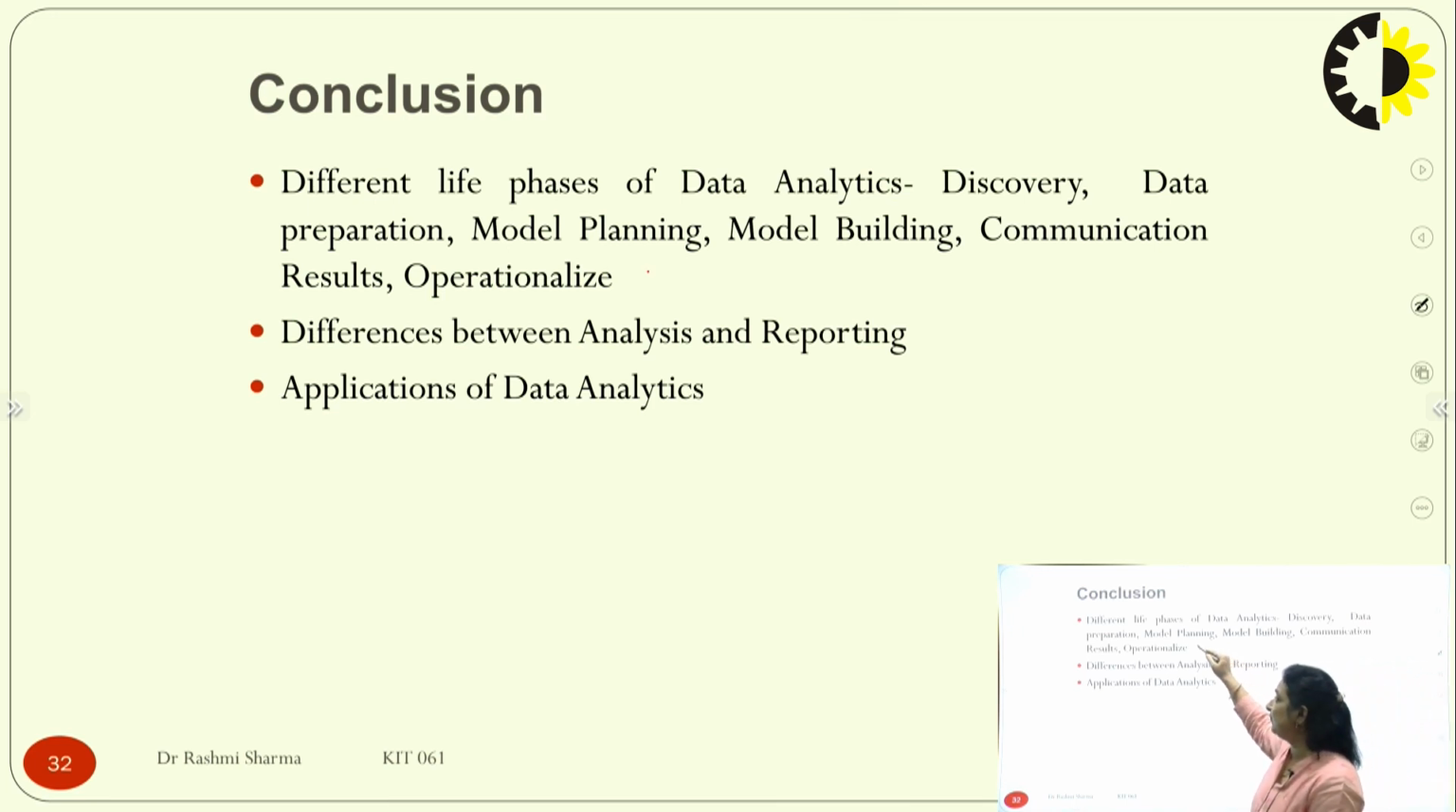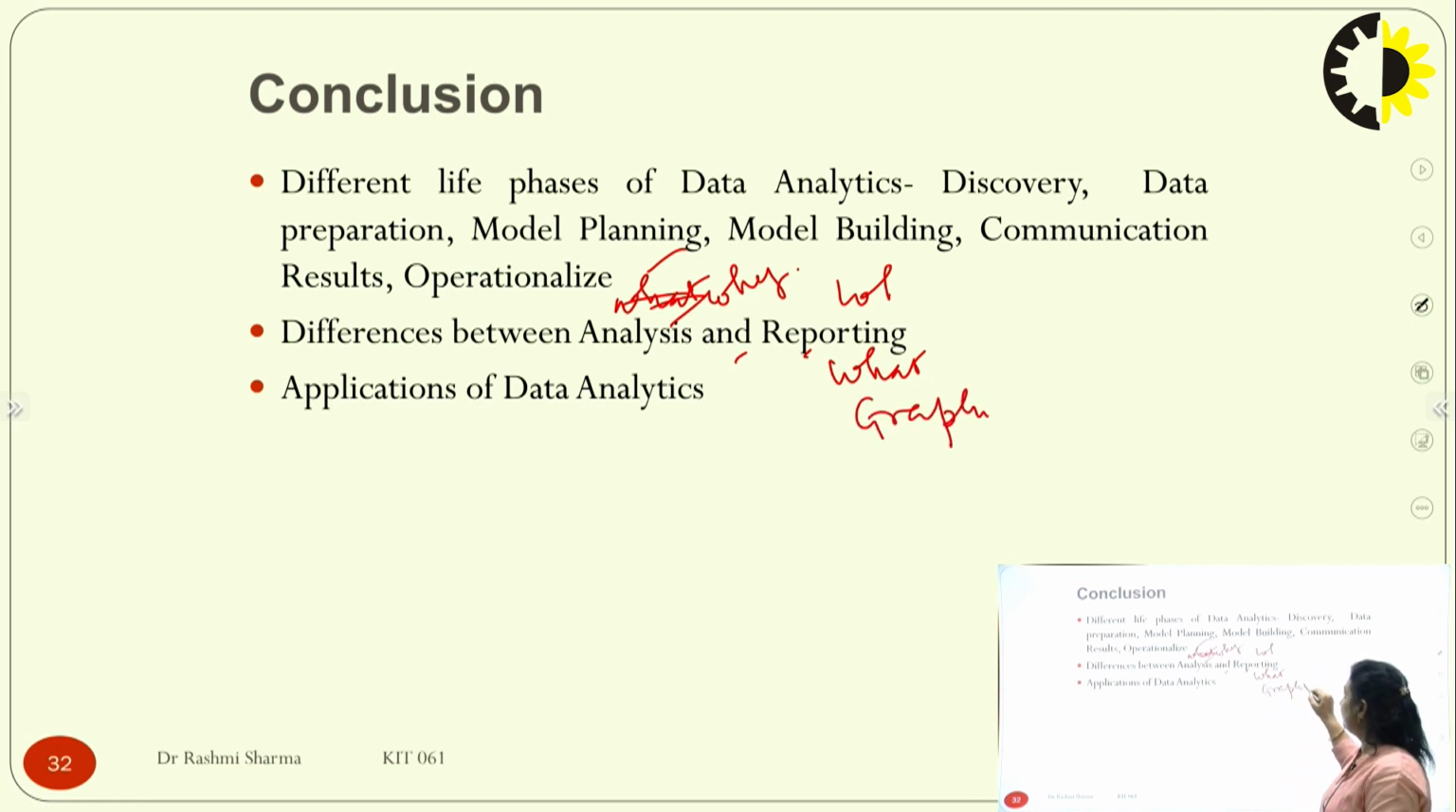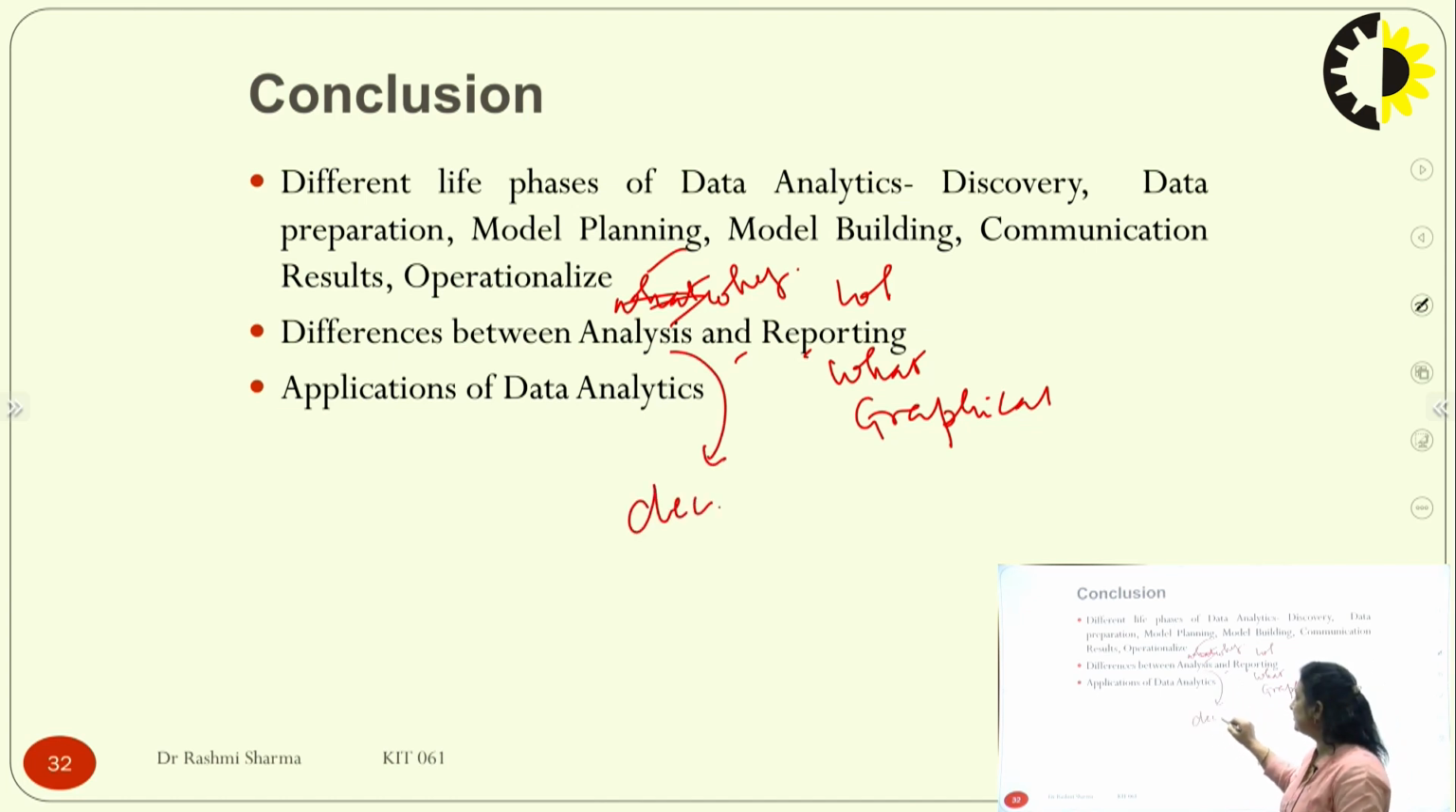Then we have seen the differences between analysis and reporting, where reporting tells what the problem is, and analysis tells why that problem arises. Reporting only gives the graphical form of the data, and in analysis the decisions are being made. And the different analytic applications like military, education, transportation, healthcare, and so on and so forth.